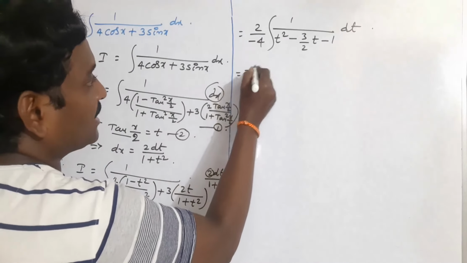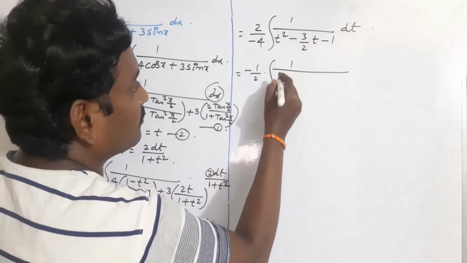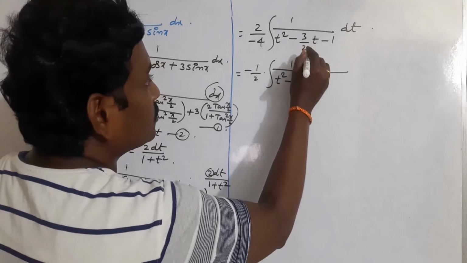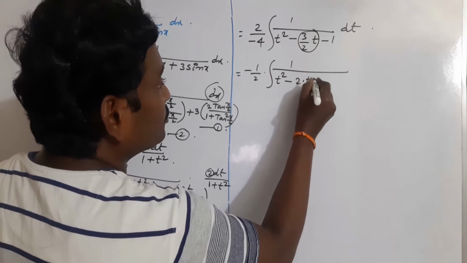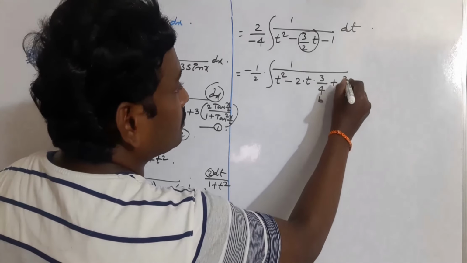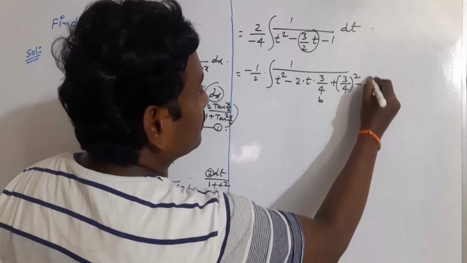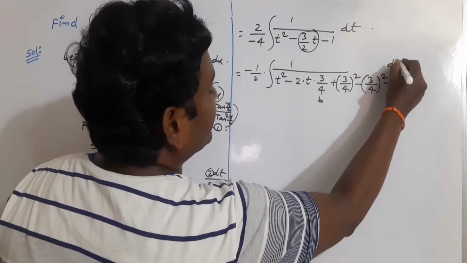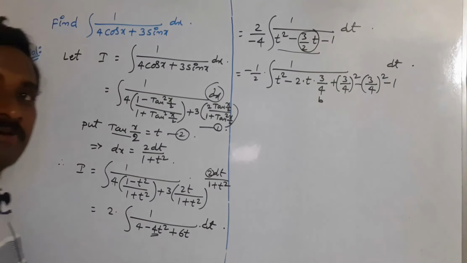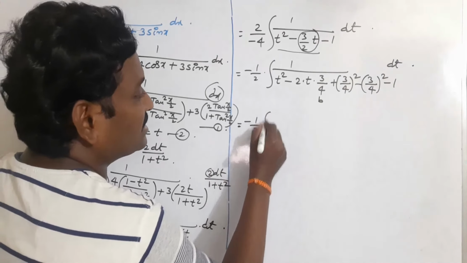Now it becomes minus 1 by 2 into integration of 1 by, how can we write this one now, t square minus, multiply with 2 and divide with 2. So this part becomes 2 into t into 3 by 4. So we are observing that this is the b value. So add b square and subtract b square, minus 1, into dt. We should reduce the denominator in either the form of a plus b whole square, otherwise a minus b whole square. That's why. So now how can we express the first 3 parts?